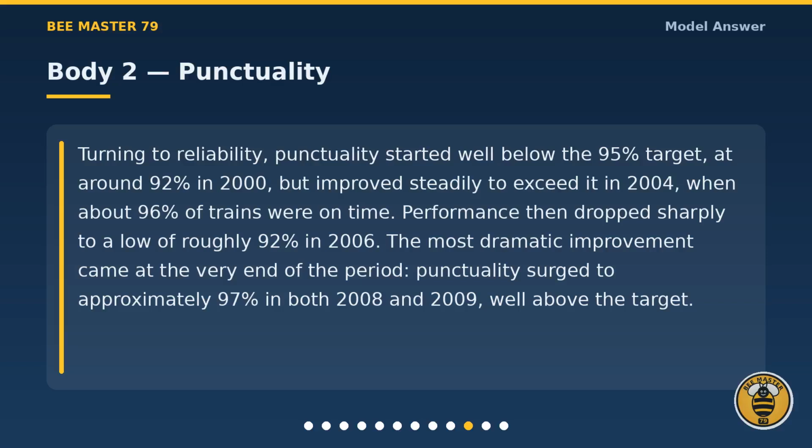Turning to reliability, punctuality started well below the 95% target at around 92% in 2000, but improved steadily to exceed it in 2004, when about 96% of trains were on time. Performance then dropped sharply to a low of roughly 92% in 2006. The most dramatic improvement came at the very end of the period. Punctuality surged to approximately 97% in both 2008 and 2009, well above the target.